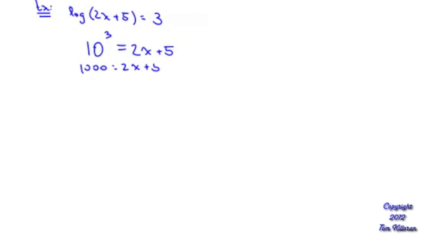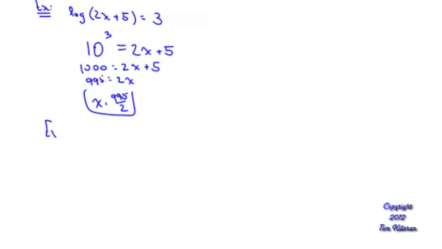How do you solve for x? Subtract the 5, this becomes 995 is equal to 2x. And divide by 2 and you get x equals 995 divided by 2. Perfectly fine answer. And it won't cause any trouble because when you plug it in, it gives you positive numbers. Isn't that neat? I love this stuff, it's so easy.